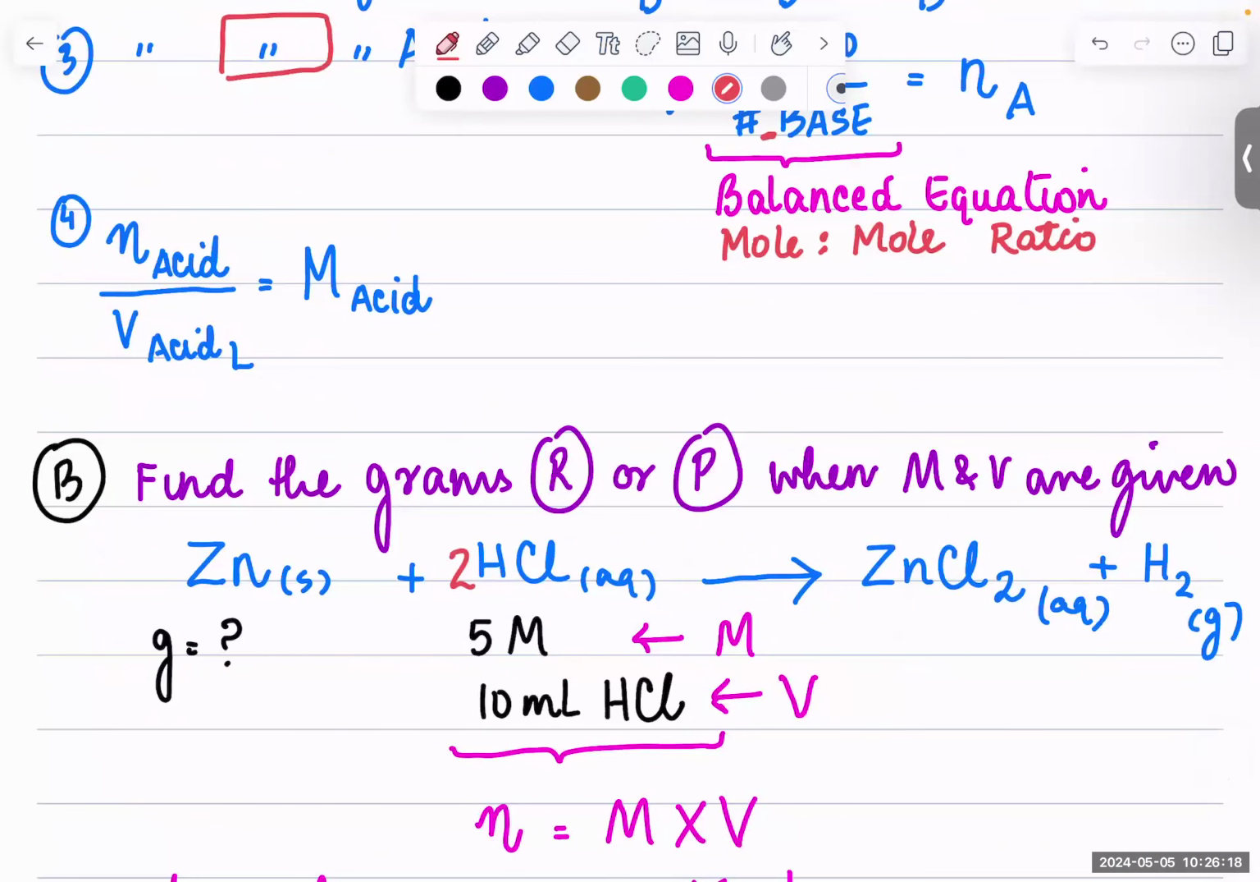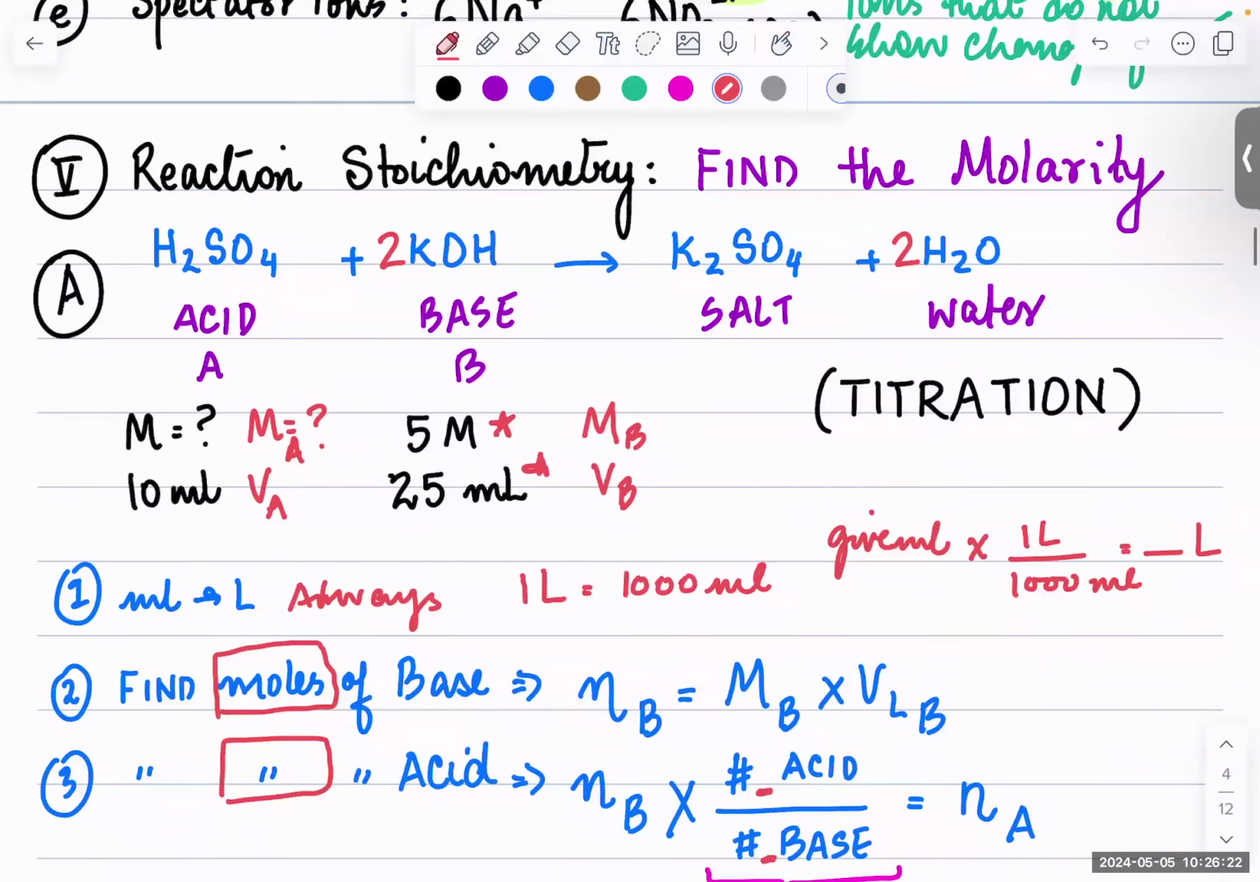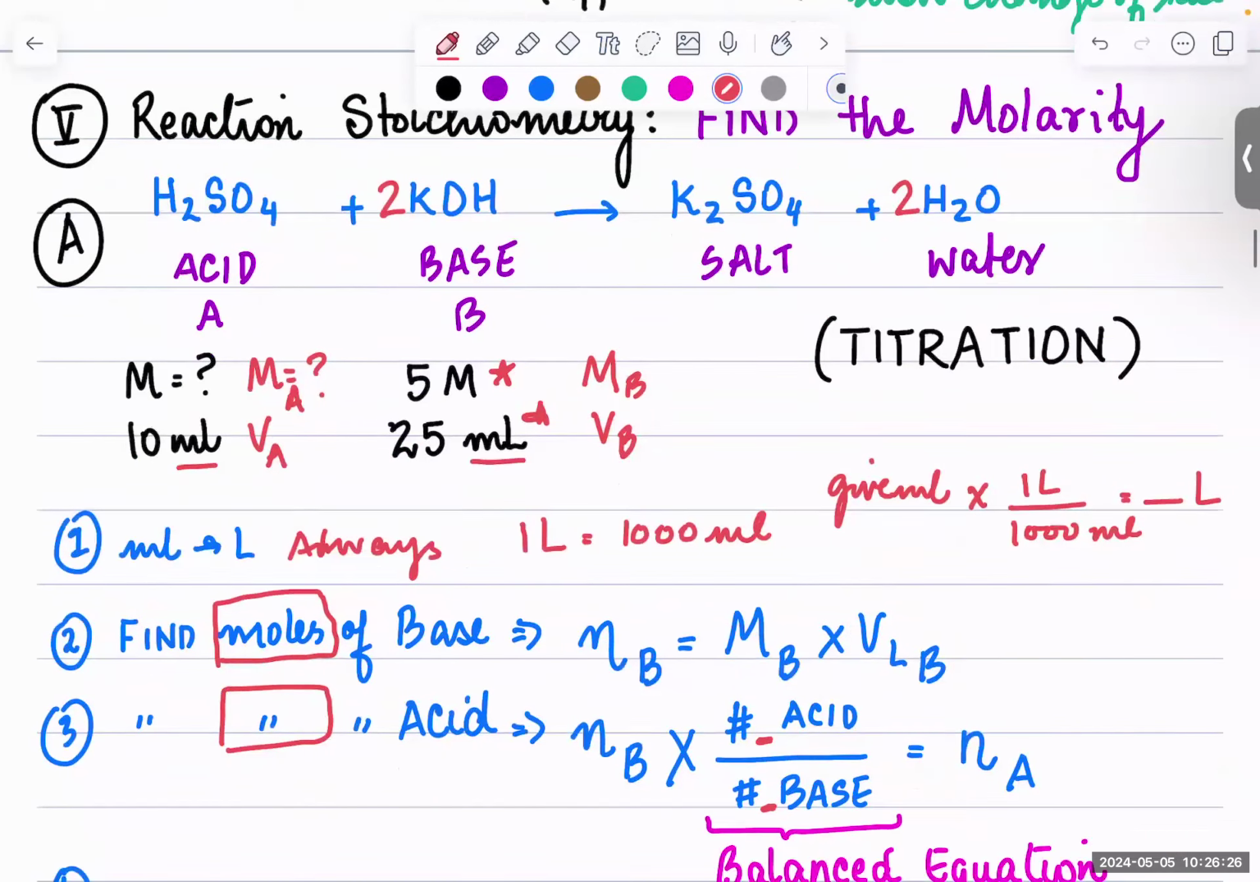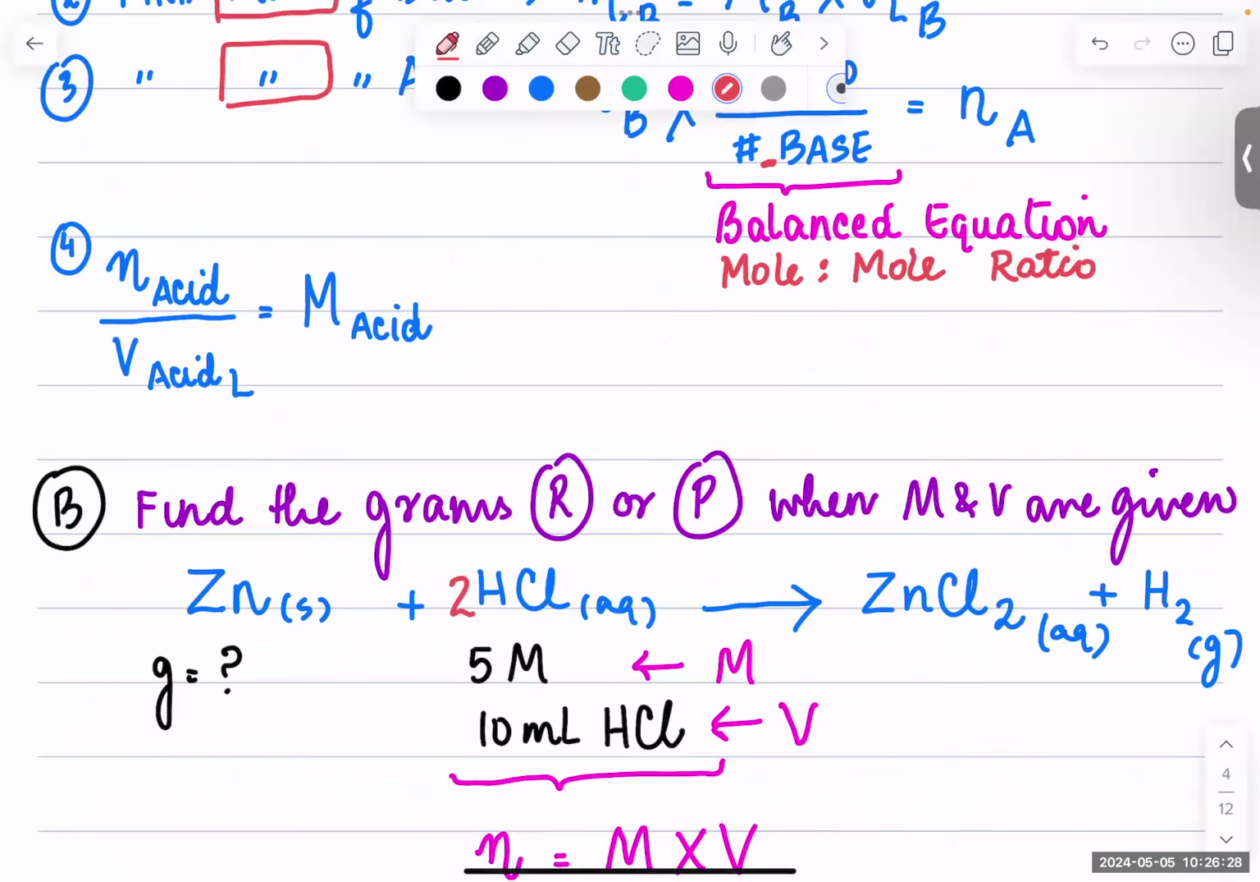Next, just take the moles of the acid and divide by the volume of the acid. So always make sure that these milliliters also get converted. You need it here. Okay. Moles of the acid divided by the volume gives the molarity of the acid.